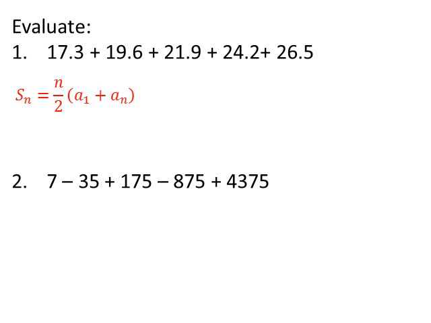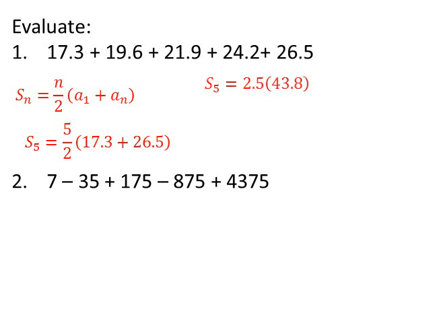So we use the arithmetic series formula. That's S sub n equals n over 2. We've been through this before. Now I'm going to plug in all the different things. So in this case, n is 5, because there are 5 terms. A1 is 17.3, that is the first term, and 26.5 is the last term. So 17.3 plus 26.5 will give me 43.8, and 5 over 2 gives me 2.5. Multiply those two things together, and you get 109.5. That's the sum of those 5 numbers.